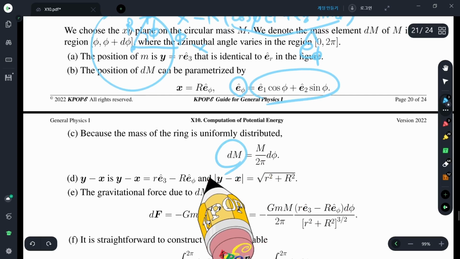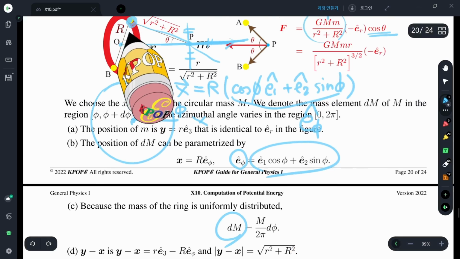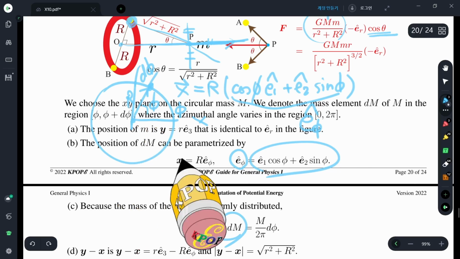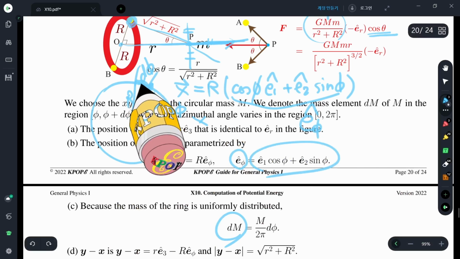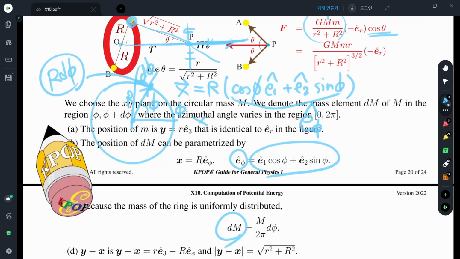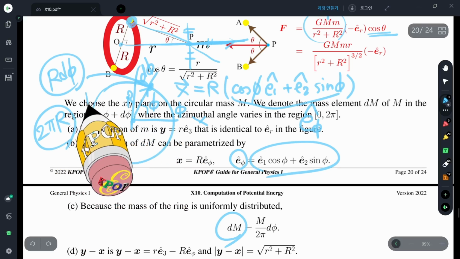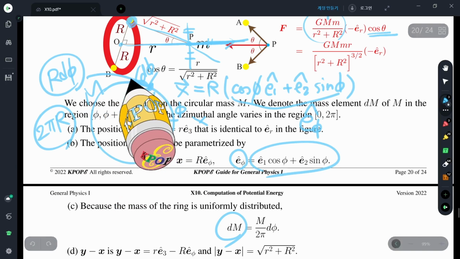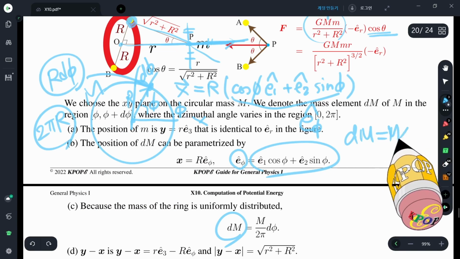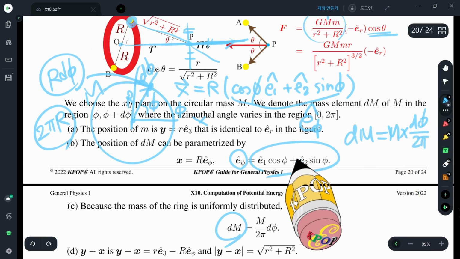The mass of the small tiny piece can be divided into d phi, and we have the arc length r d phi, and the sum of the arc length is 2 pi r, and we assume that this capital M is evenly distributed over 2 pi r. So dm must be M times d phi over 2 pi, right?